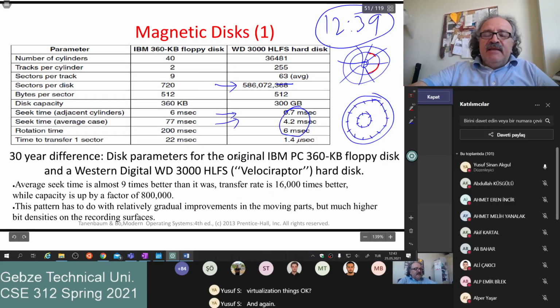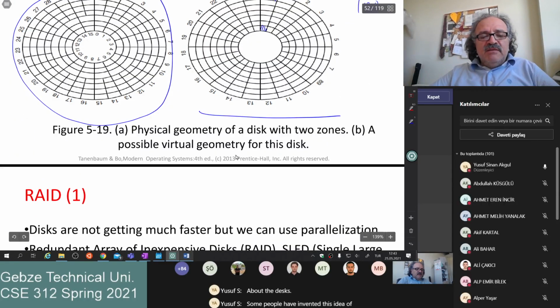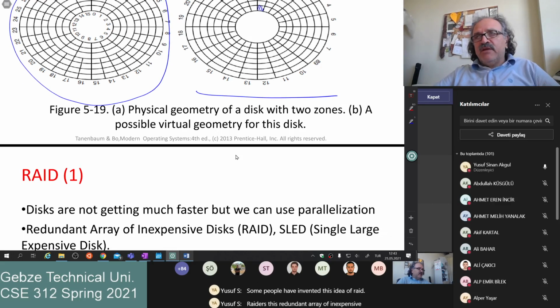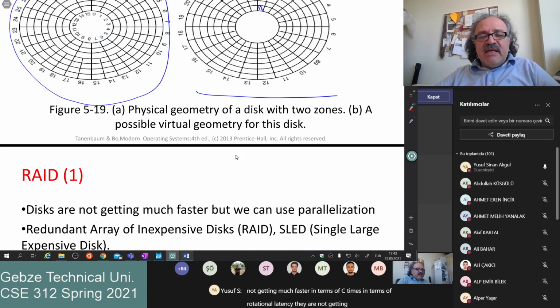About the disks, some people have invented this idea of RAID. RAID is redundant array of inexpensive disks. Disks are not getting much faster in terms of seek times or rotational latency, but they are getting cheaper. So why don't we use many disks at the same time to make reads parallel? I am going to read the disks in parallel, so I will have a much faster virtual disk.